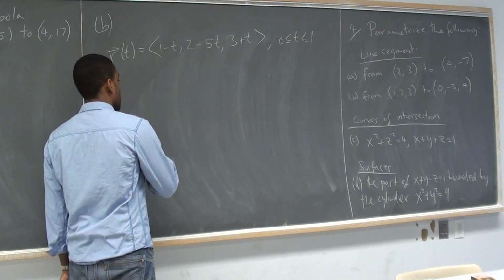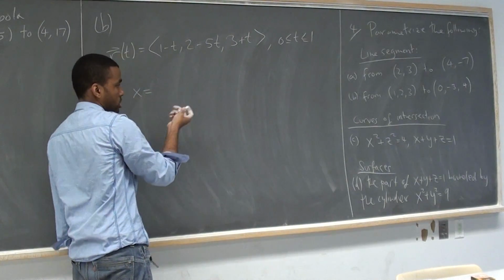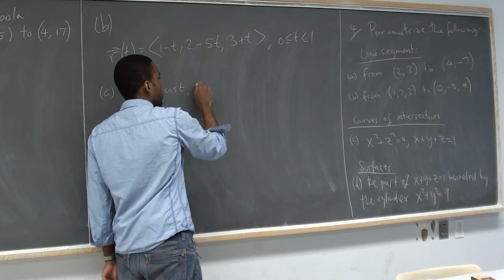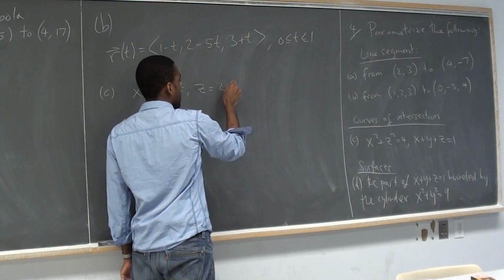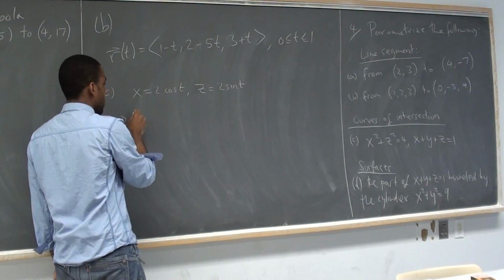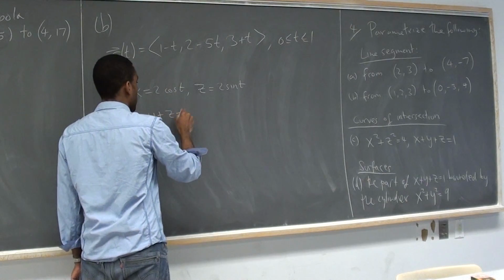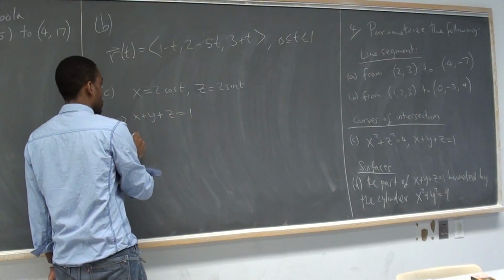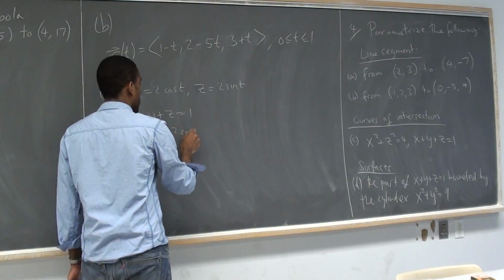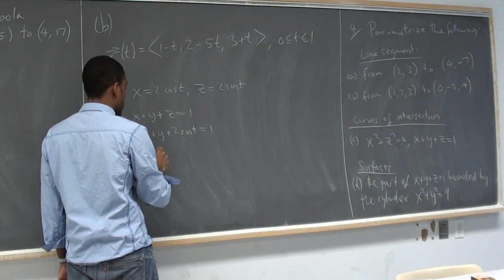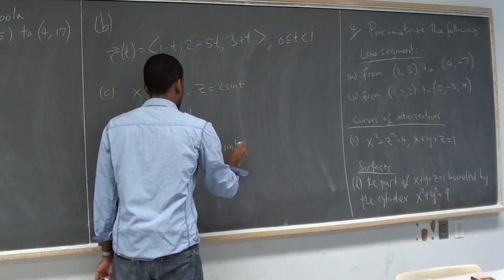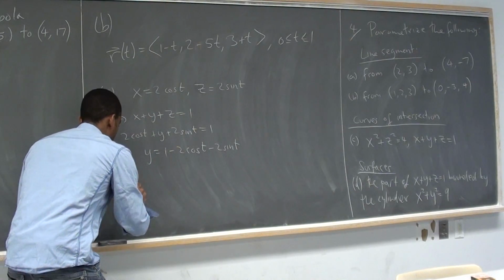Polar. One thing you can do is let x equals r cosine theta, so 2 cosine t. Your z would just replace the y with 2 sine t, right? So if you have x plus y plus z equals 1, then 2 cosine t plus y plus 2 sine t equals 1. So your y is just 1 minus 2 cosine t minus 2 sine t. And so that would be your r of t.